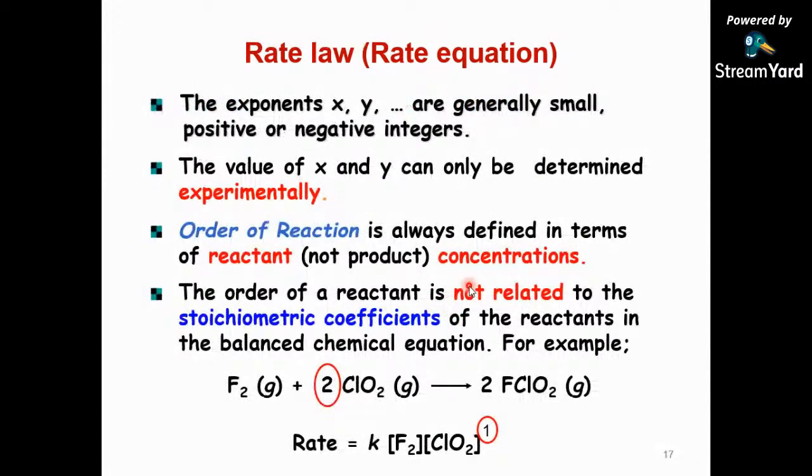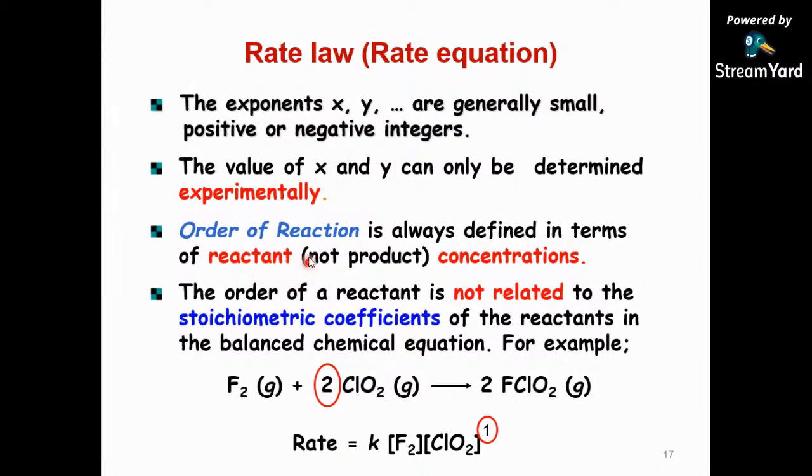Okay, you go through this slide by yourself first. We know already what is XY. Generally, small, positive, or negative. Not necessarily whole number. It can be 1.5, 1.25, 2 also can. And then the values of X and Y can only be determined experimentally. So we have to do some experiment to get the value, and then only can determine the order of the reaction. So always define in terms of reactant.